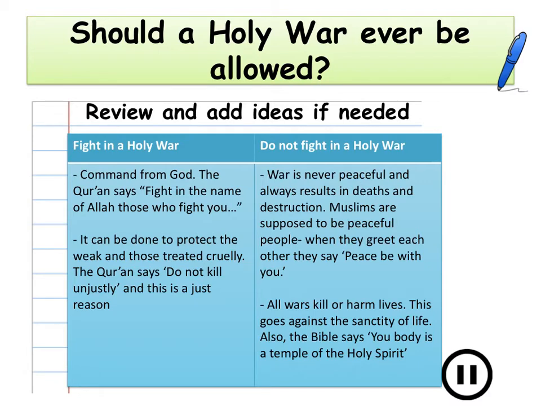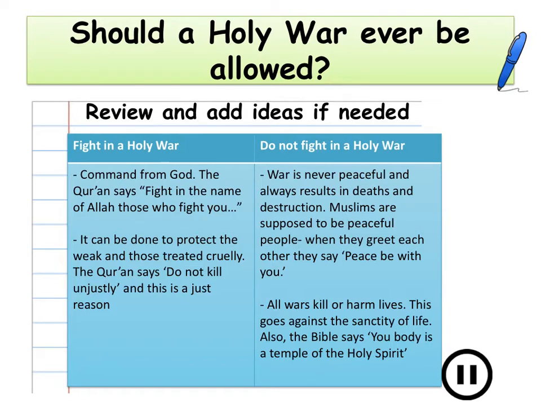Reasons why somebody might fight in a holy war is that in the Quran it seems to be a command from God. There's a quotation that says, "Fight in the name of Allah those who fight you," which suggests that if somebody's attacking you, you can fight against them in the cause of God, then that's okay. Another reason why people might argue that they should go to holy war is that it can be done to protect the weak and those who are treated cruelly. In the Quran it says, "Do not kill unjustly," and this seems to be a just reason for taking life.